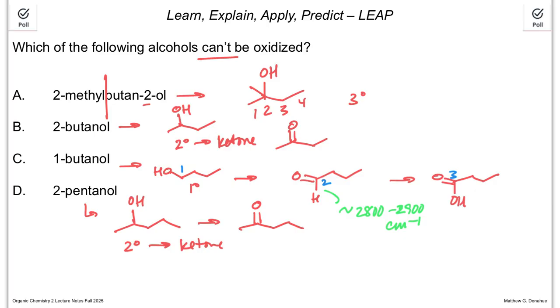If a primary goes up to an acid, you're going to see the formation of that carbonyl, and then this OH is going to be there, but that OH looks different from the alcohol.